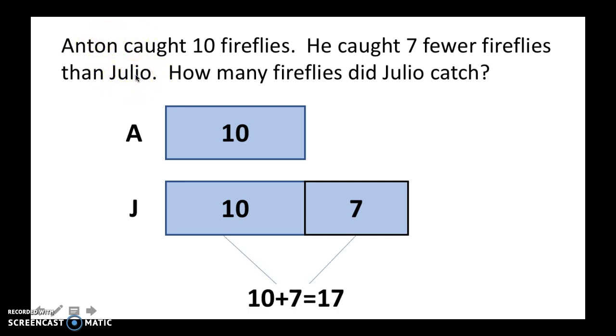So now I'm going to show my thinking. 10 plus 7 is 17. So Julio caught 17 fireflies. Anton caught 10. He caught 7 fewer than Julio. So 17 is 7 more than 10. So I know that my answer is correct.